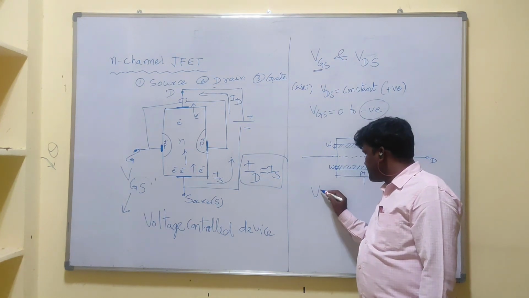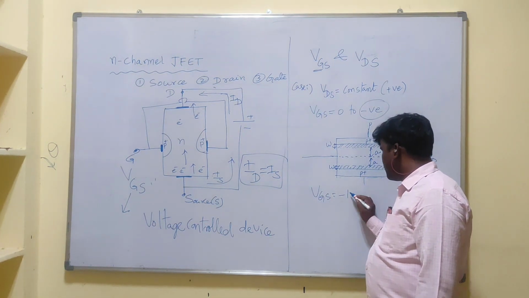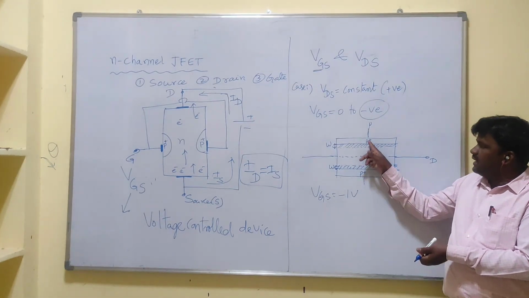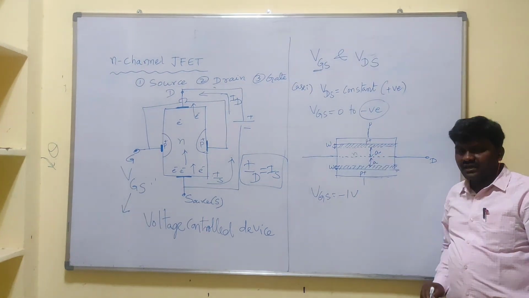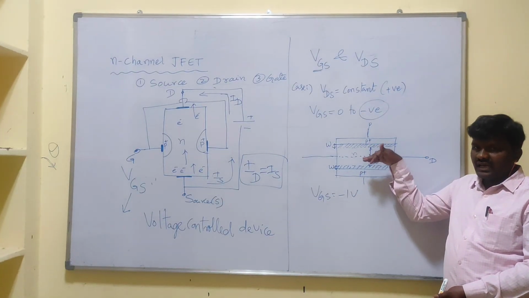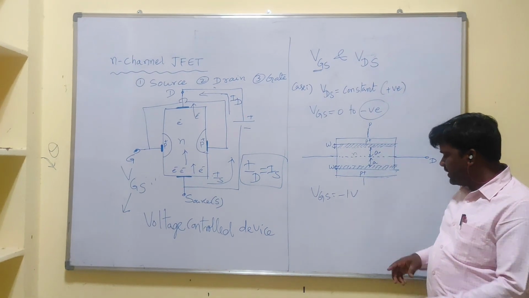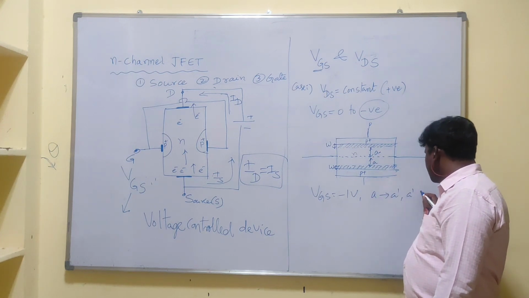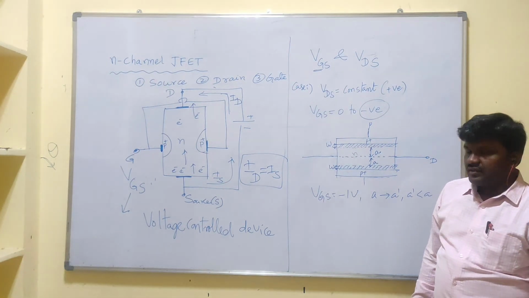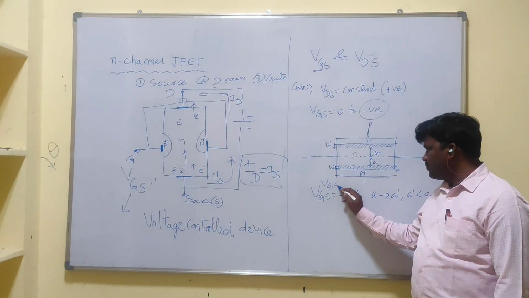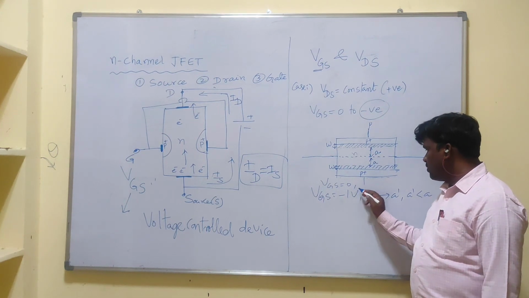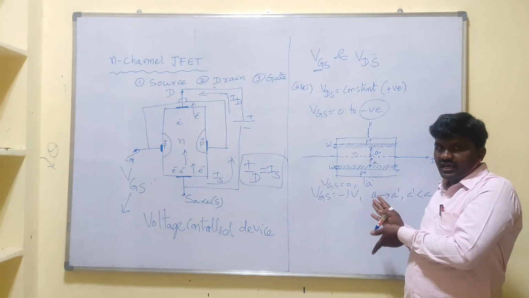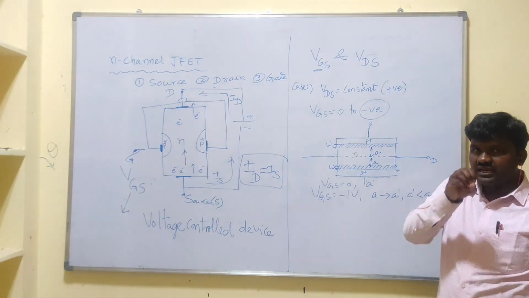Now, if you take VGS as negative, let us take VGS as minus 1 volt. In that case, the depletion region penetrates on the lightly doped side. It is P plus, and this one is N. That means the depletion region penetrates more on the N side. So A will become A dash, where A dash is less than A. Initially, if VGS equals 0, in that case the full channel is available for the conduction. If VGS is negative, the full channel is not available for conduction. That means in that case, current is somewhat reduced.